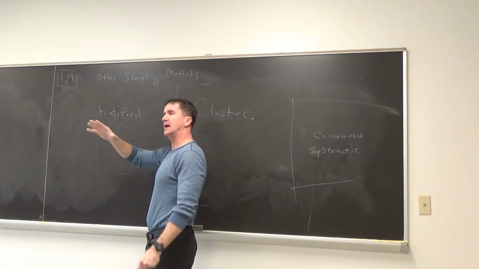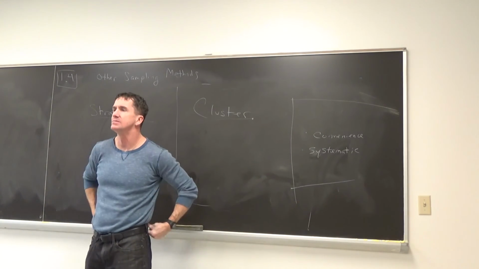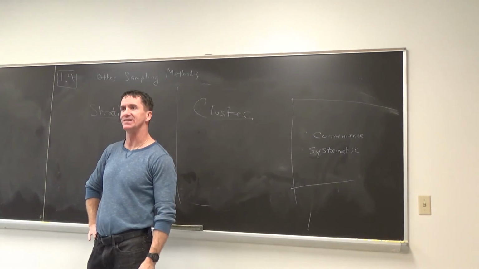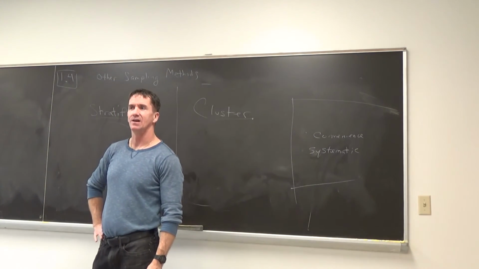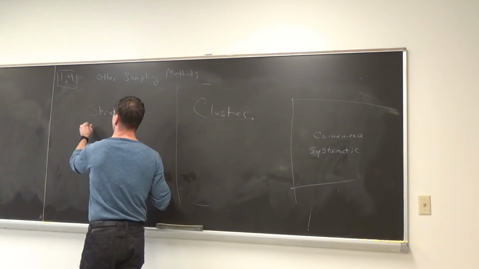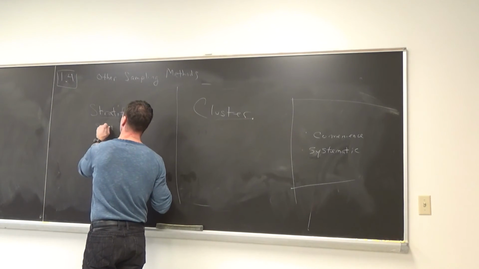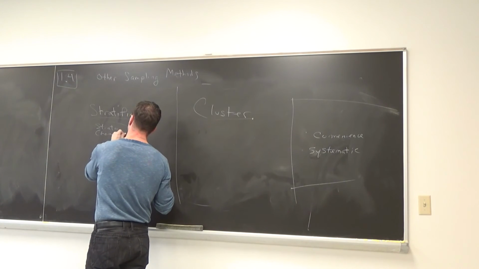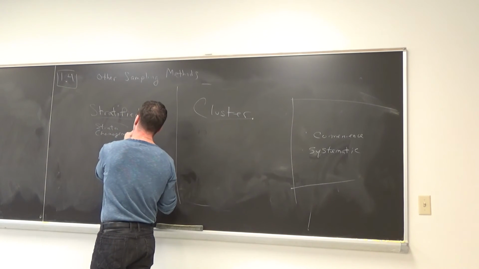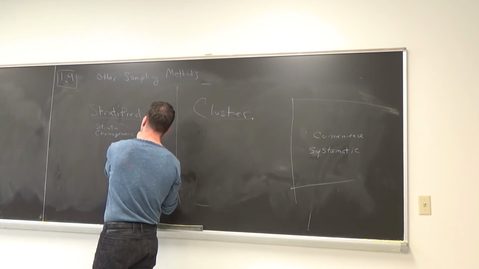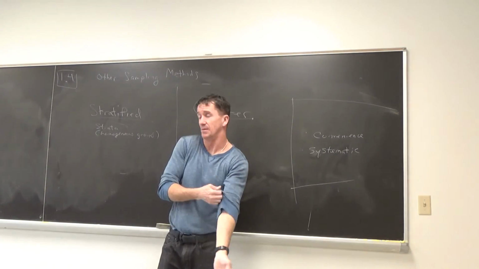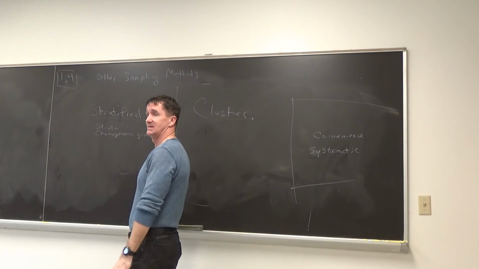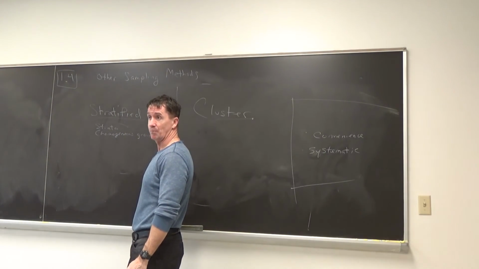Well, what goes on in stratified sampling? That's where you can break up a certain population into groups called strata, S-T-R-A-T-A. Those are homogeneous groups. What do I mean by that? I'm saying each one of the groups has something in common that makes them all kind of alike.